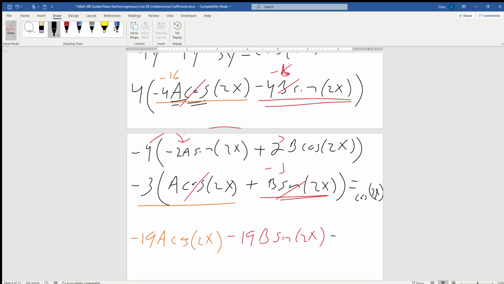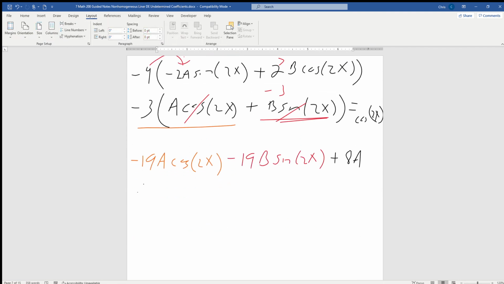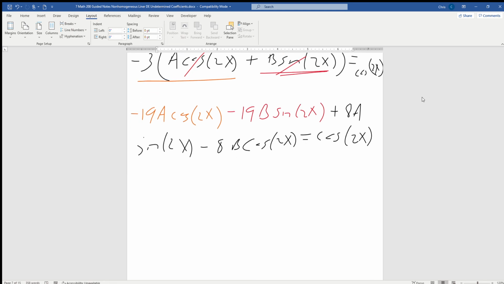We're going to distribute, and we're going to end up with 8a sine 2x minus 8b cos 2x. And again, that's all equal to cosine of 2x. Now we have to try to create our system, and the system's actually going to be pretty easy, because anything with a cosine is going to be equal to the cosine, and anything equal to sine is going to be equal to 0 in this case. So another way to write this is to say we have 1 cos 2x plus 0 sine 2x.